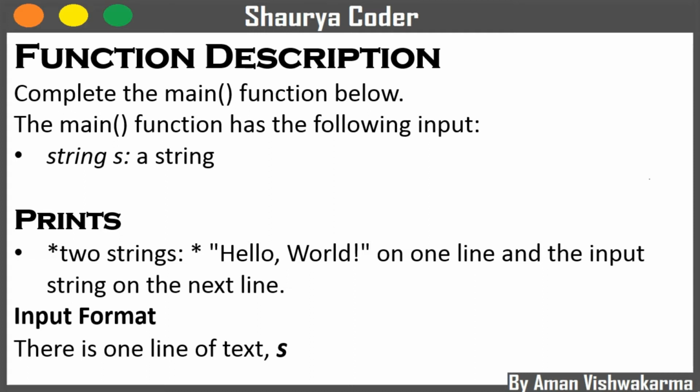Function description. Complete the main function below. The main function has the following input: string s, a string. It prints two strings: "Hello, World" on one line and the input string on the next line. Input format. There is one line of text, s.